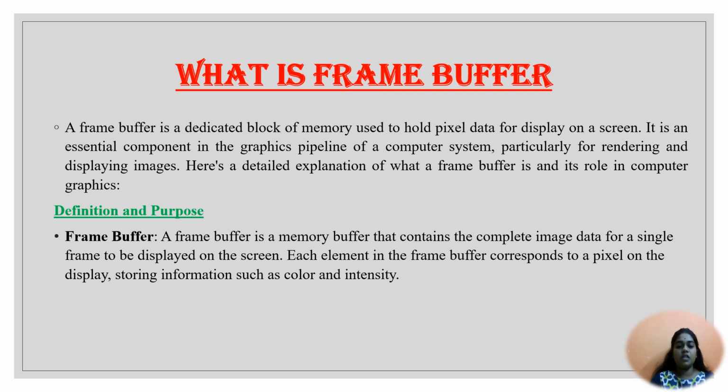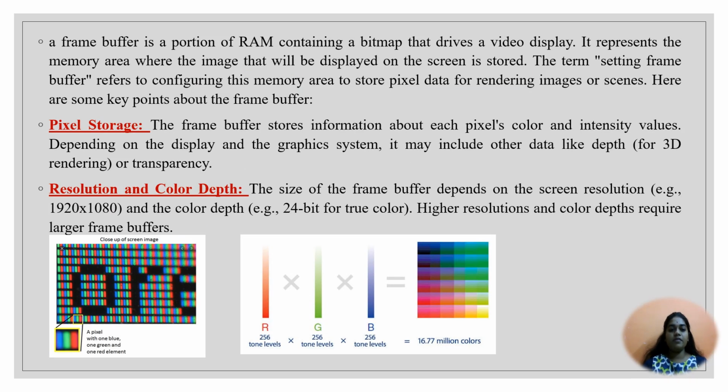Here's a detailed explanation of what a frame buffer is and its role in computer graphics. The definition and purpose of frame buffer. It is a memory buffer that contains the complete image data for a single frame to be displayed on a screen. Each element in the frame buffer corresponds to a pixel on the display, storing information such as color and intensity. A frame buffer is a portion of RAM containing a bitmap that drives a video display.